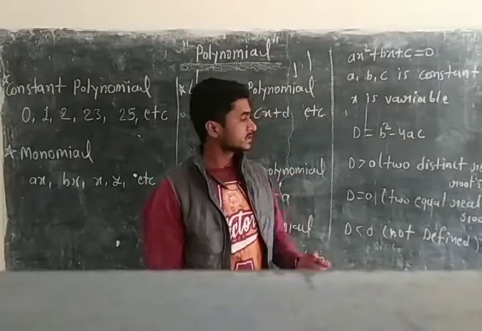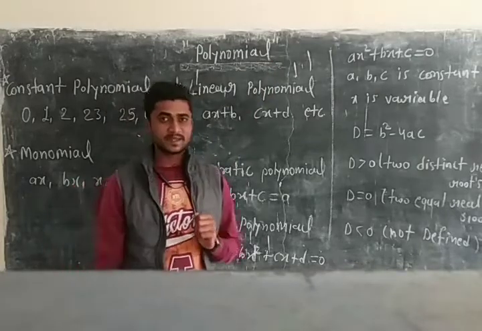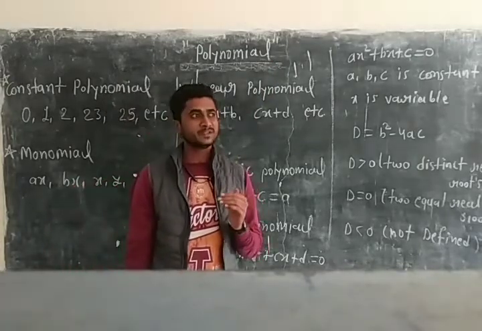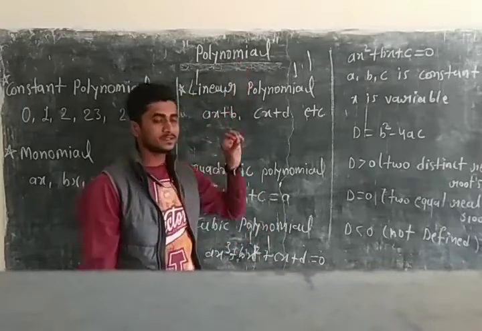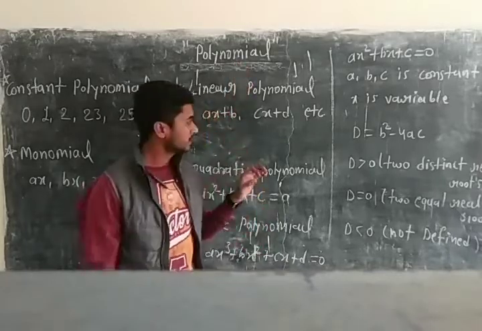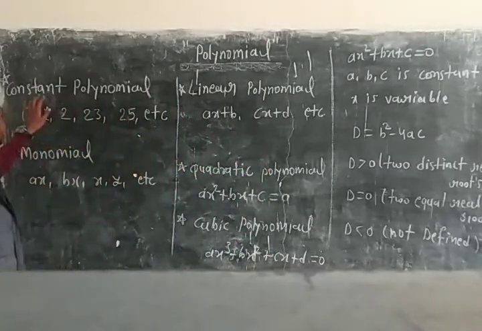Today my topic is polynomial. So what is a polynomial? A polynomial is an algebraic expression in terms of variables, x and y. That is known as a polynomial. There are many types of polynomials we have, just like the constant polynomial.